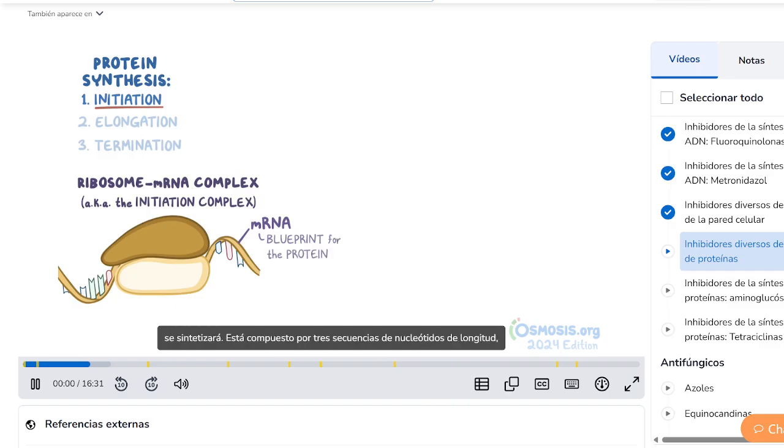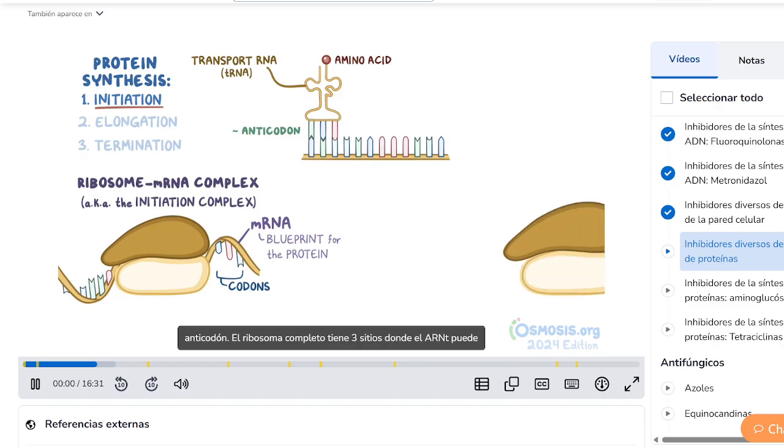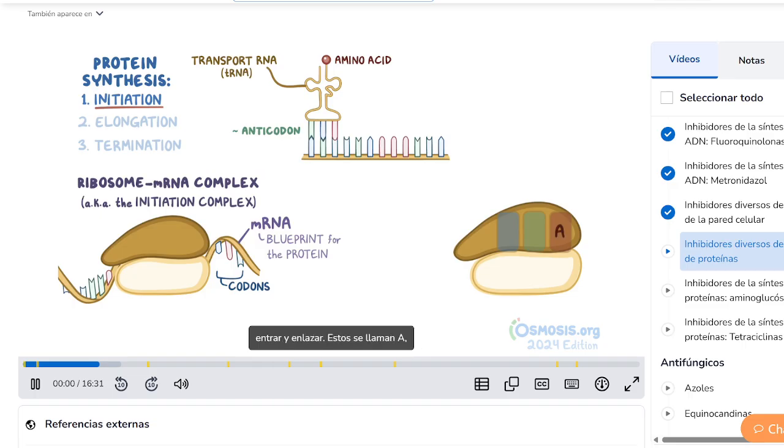It's made up of 3 nucleotide-long sequences called codons, on top of which transport RNA, or tRNA, carrying amino acids can bind with their matching anticodon. The complete ribosome has 3 sites where tRNA can enter and bind. These are called the A, or aminoacyl site, the P, or peptidyl site, and the E, or exit site.